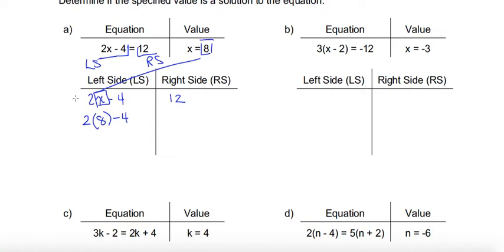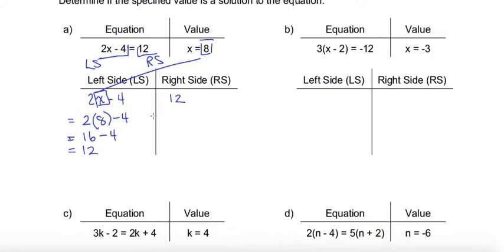Sometimes teachers will write an equal sign going down, sometimes they won't. I'm not going to be too picky right now. If you want to put those equal signs along the side, you can; if you want to leave them out, that's fine as well. So 2 times 8 is 16, and 16 take away 4 is 12. The left side equals the right side. That's the goal: you want the number on the left side of the equation to be the same as the number on the right side.